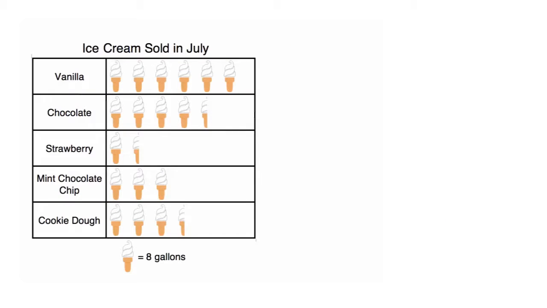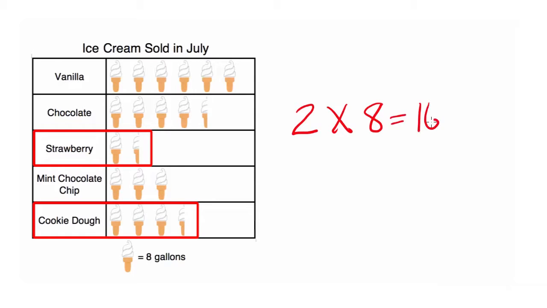How many more gallons of strawberry need to be sold to equal the sales of cookie dough ice cream? If I look at just strawberry and cookie dough and I match the cones, it looks like there's 2 more cones of cookie dough than strawberry. So 2 times 8 equals 16. 16 gallons of strawberry ice cream needs to be sold to equal the amount of cookie dough.